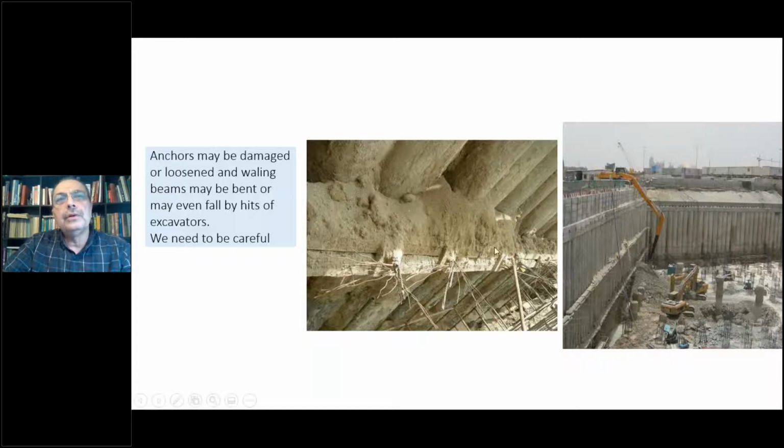You can see how much material is collected above the whaler beam, and see how the anchor strands are damaged. If you want to go back and stress these anchors again, or you want to test them after a while, like 6 months or 1 year, depending on how long the excavation will remain open, you cannot do that because there's not enough suitable length of the strands outside the anchor plate so that you can apply the stresses again.